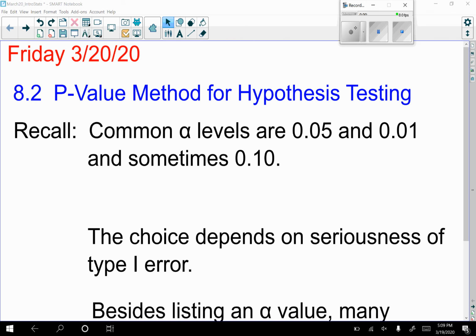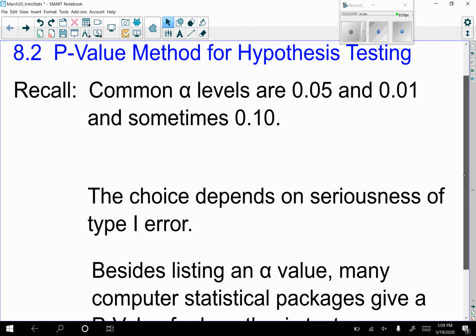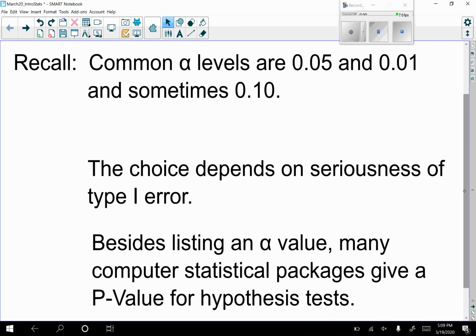But all the alpha levels we've been looking at have pretty much been the same. Again, the common alpha levels are the 5%, 1%, and the 10%. And this all depends on the seriousness of that type 1 error. Remember, alpha is the probability of creating or allowing that type 1 error to occur.